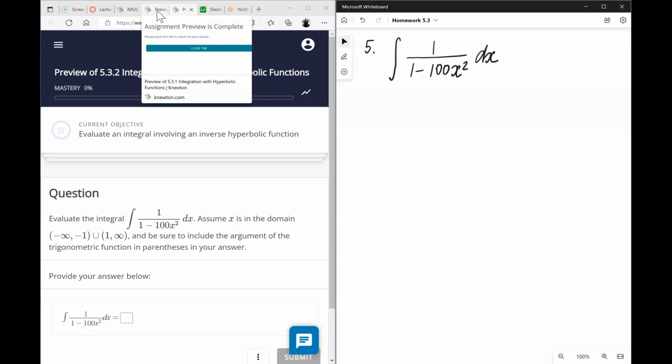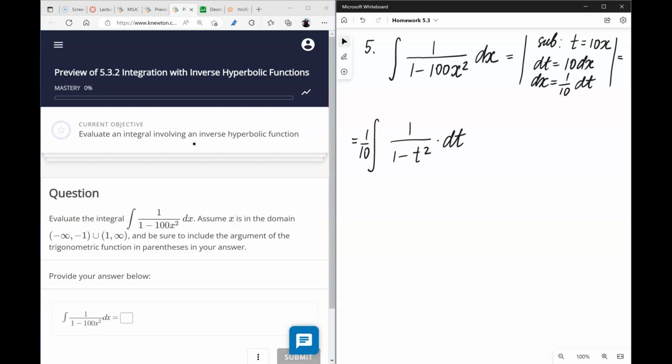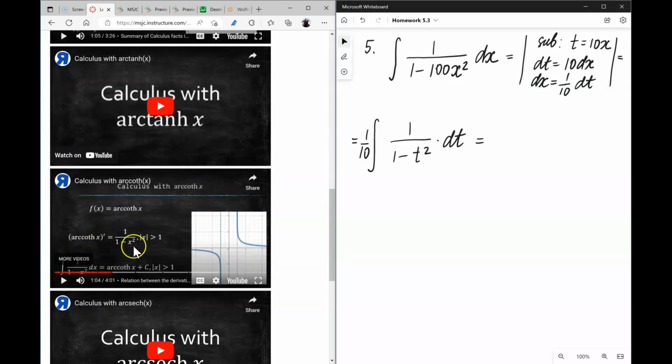First step will be to do a linear substitution. So let's go ahead and substitute t with 10x. So dt is 10 dx. That means dx is 1/10 dt. So what we have here is now the integral of 1/(1 minus t squared), and instead of dx I'll write 1/10 dt. And this is something we should be able to recognize. 1/(1 minus t squared) is the arc cotangent, right? So the pattern here fits perfectly.